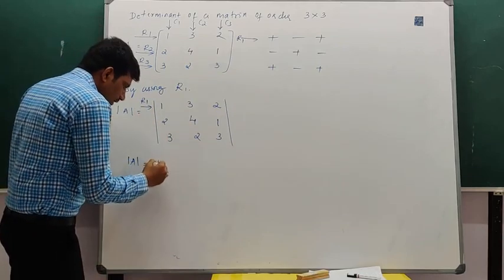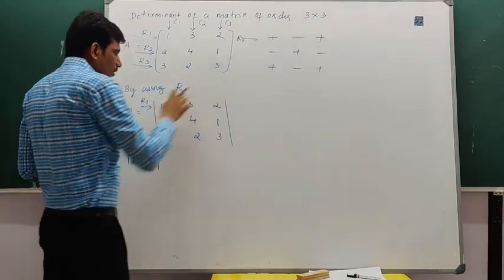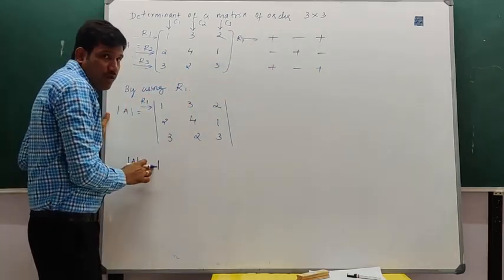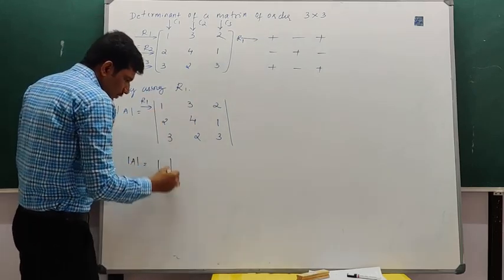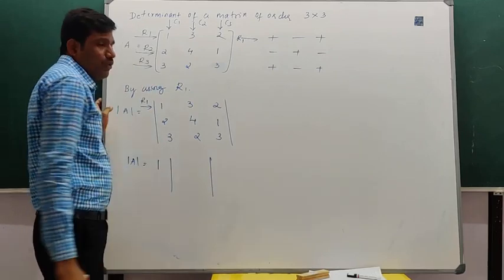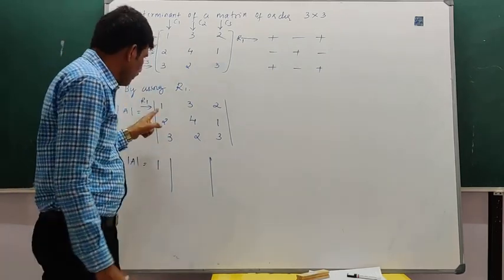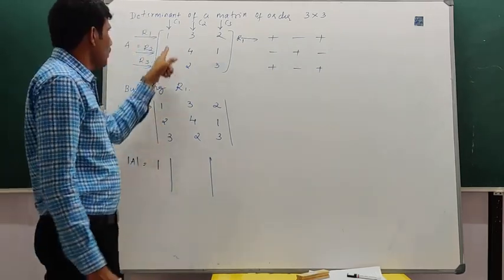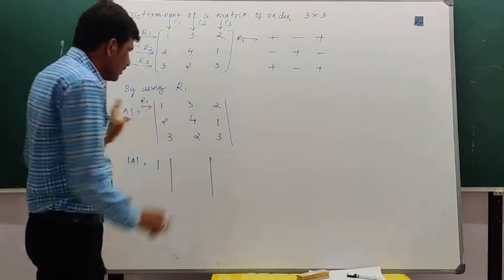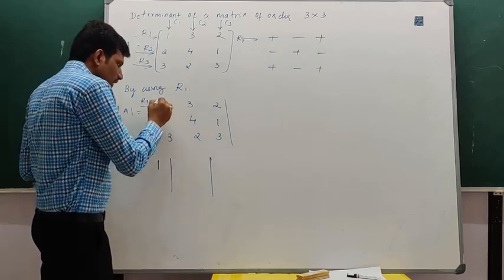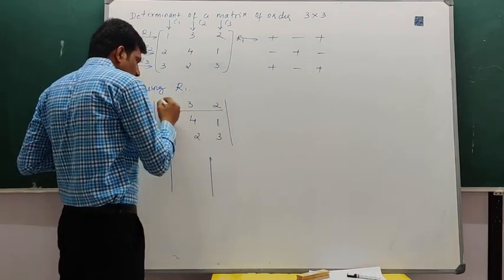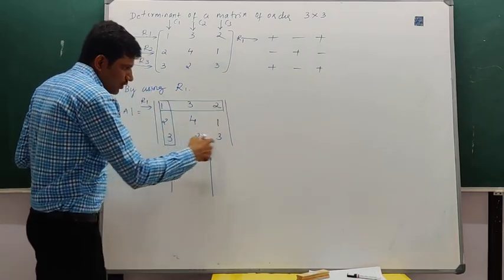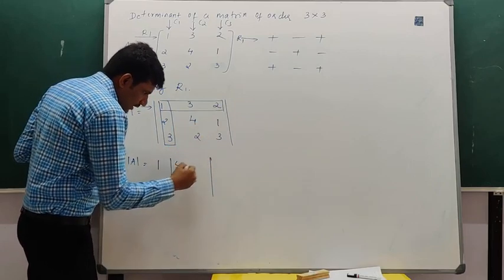Now plus 1, see here. If it is minus, it will become minus into plus is minus 1. Now it is plus 1, so it is plus, therefore plus into plus is plus 1. Now see here, what we have to do: we have to leave the row and column where this 1 is present. 1 is present in the first row and first column, we have to leave this. We are left with 2 cross 2, that is 4, 1, 2, 3, that we have to write here.